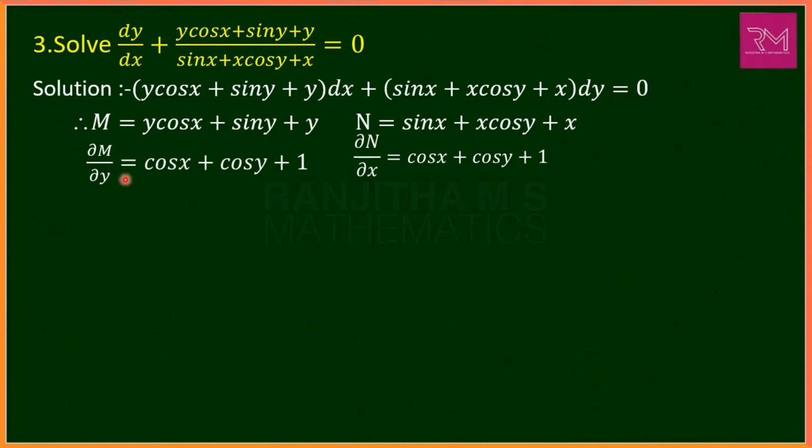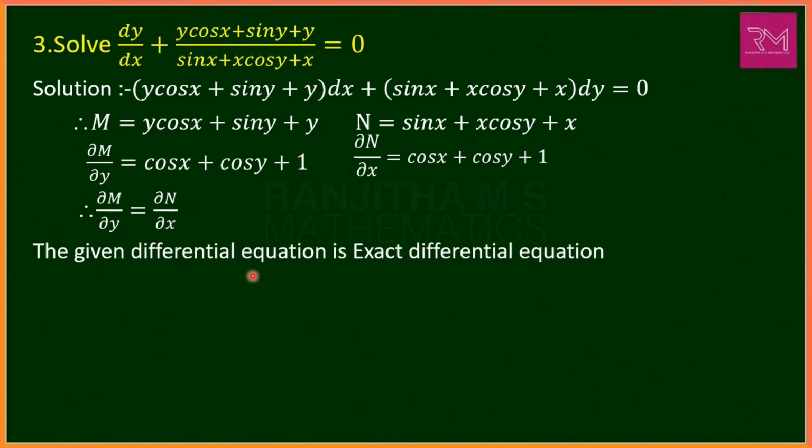So we get del m by del y and del n by del x. Observe carefully, del m by del y value is the same as del n by del x. Therefore, del m by del y is equal to del n by del x. This concludes the given differential equation is an exact differential equation.